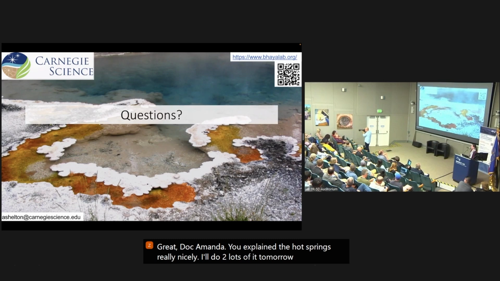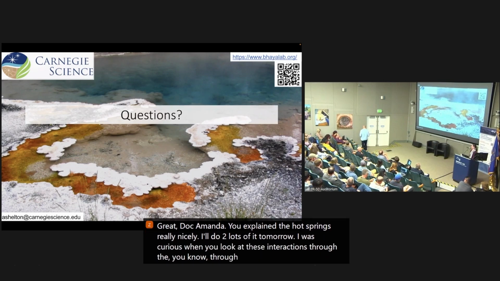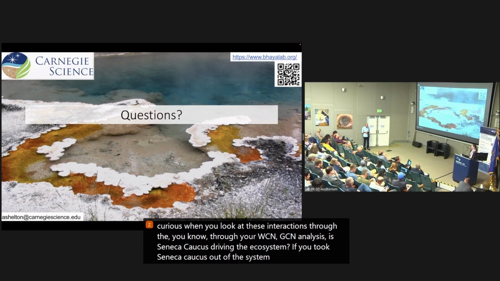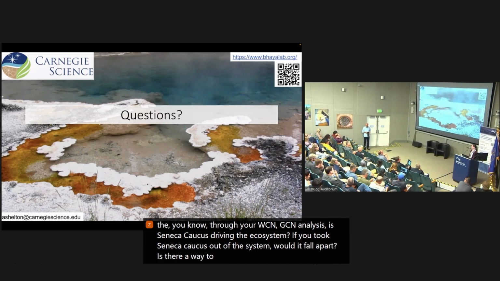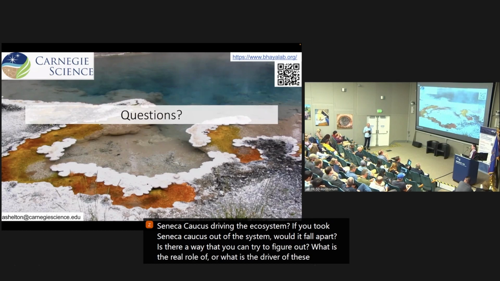I was curious, when you look at these interactions through your WCN, GCN analysis, is Synechococcus driving the ecosystem? If you took Synechococcus out of the system, would it fall apart? Is there a way that you can try to figure out what is the real role of, or what is the driver of these mat systems?